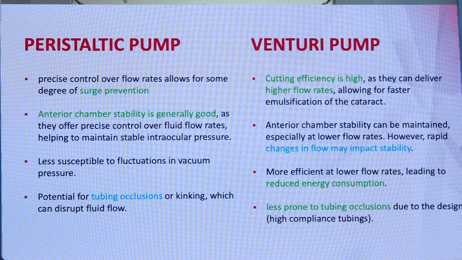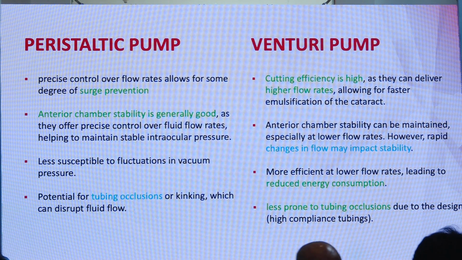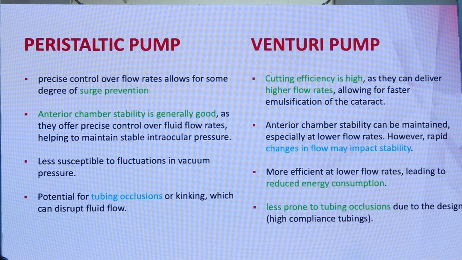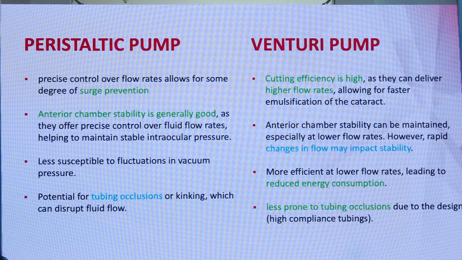Because of this principle, peristalsis gives precise control on the flow rates, and therefore it prevents surge. Anterior chamber stability is well maintained, and it helps in better stabilization of the IOP. It is less susceptible to fluctuations in the vacuum, though tubing occlusions can sometimes happen because of kinking.